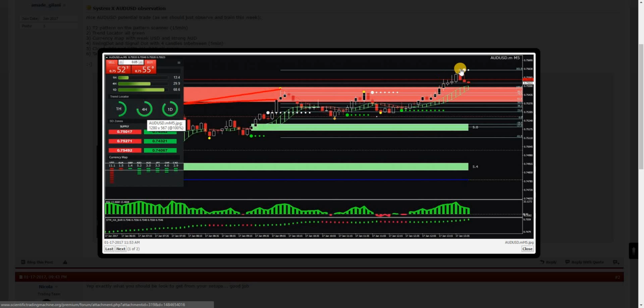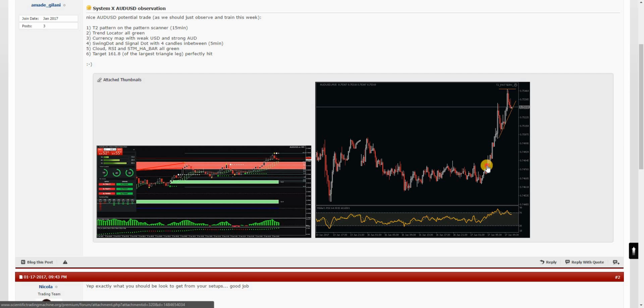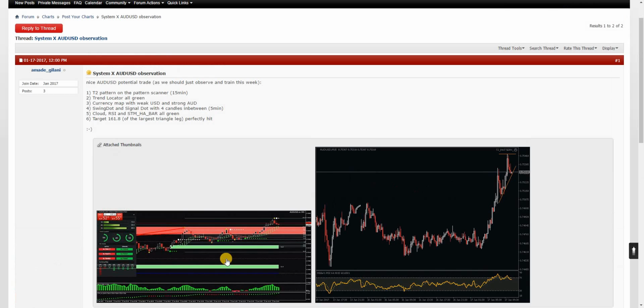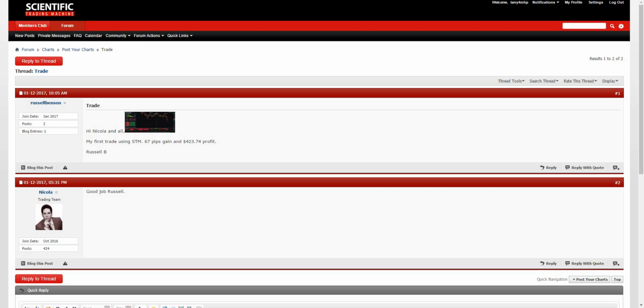Got in here. Market went up. Nice looking trade. Here's a T2 pattern. So obviously that trade worked out for him.